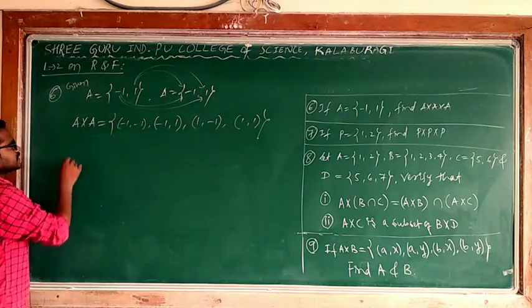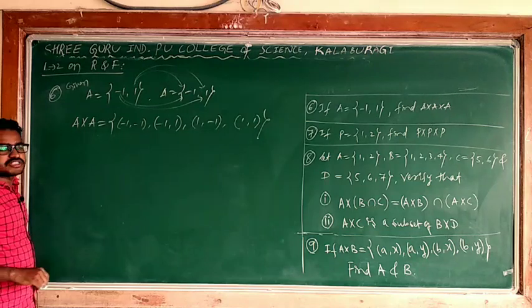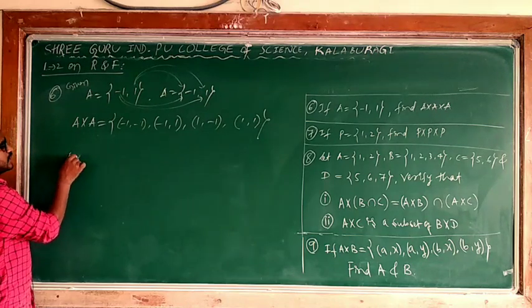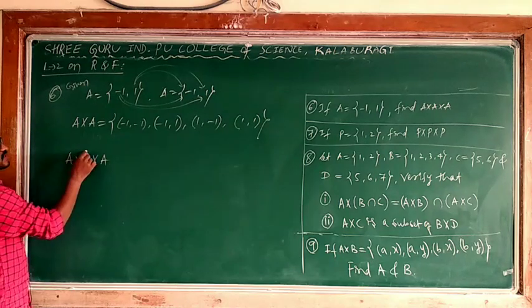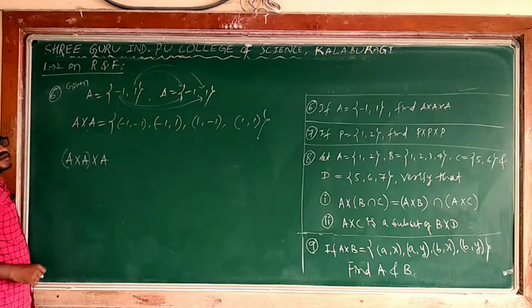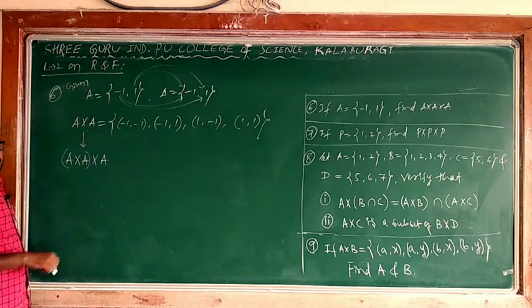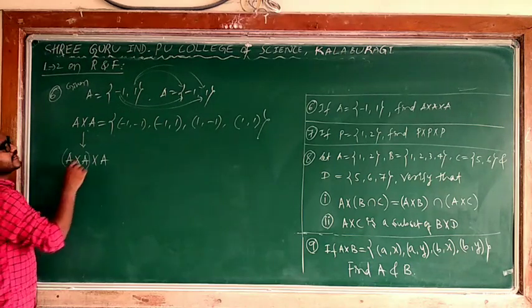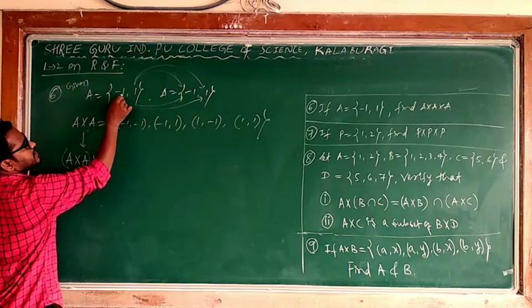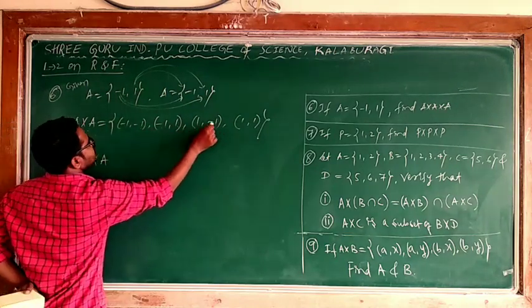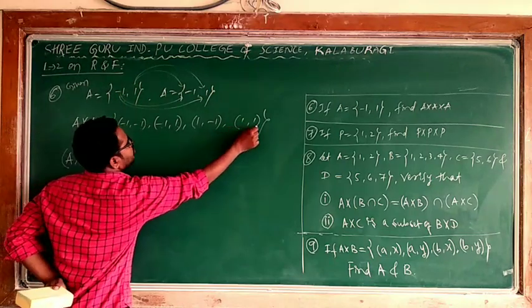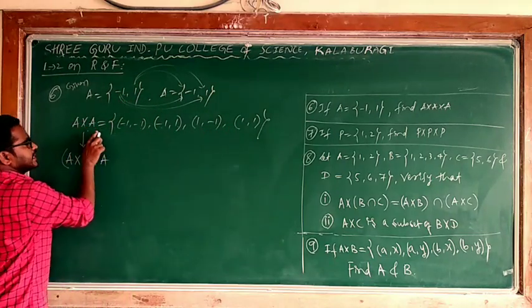Now the thing is, I got A cross A. If you want to find A cross A cross A, with again A, I already have this one. Using this I can find it: minus 1 with minus 1, minus 1 with minus 1, 1 with minus 1, and 1 with 1, meaning A cross A.